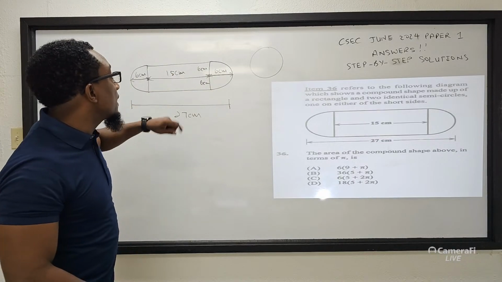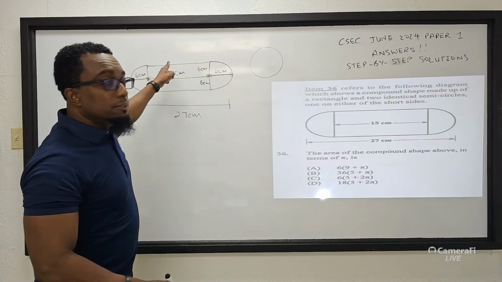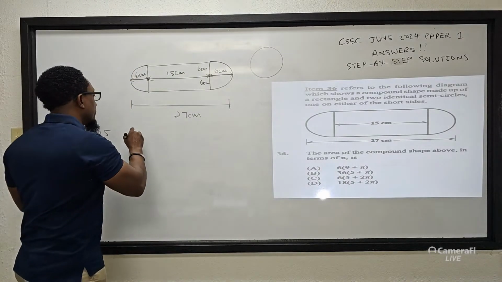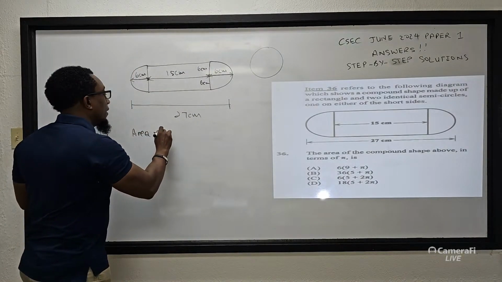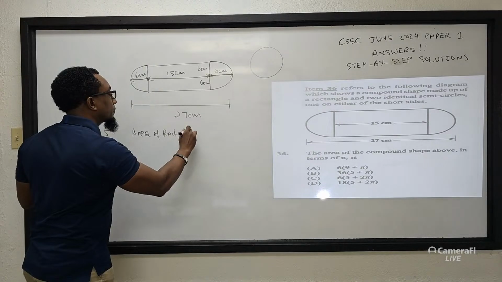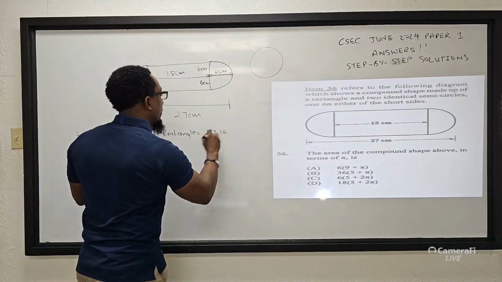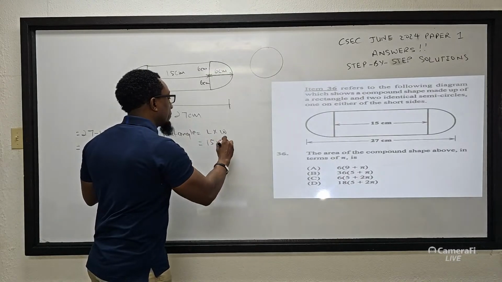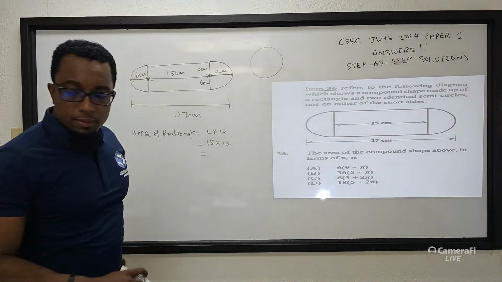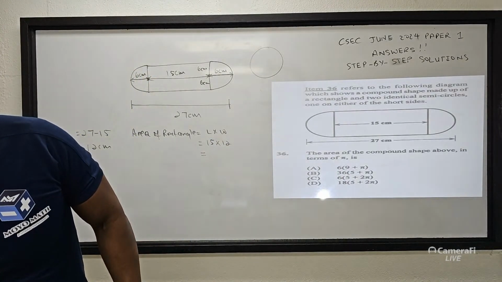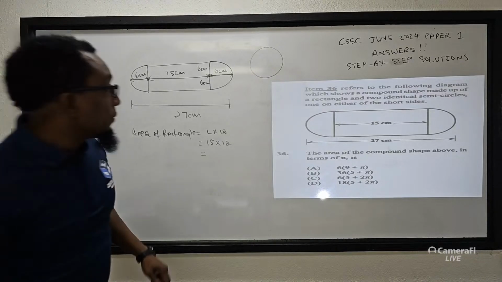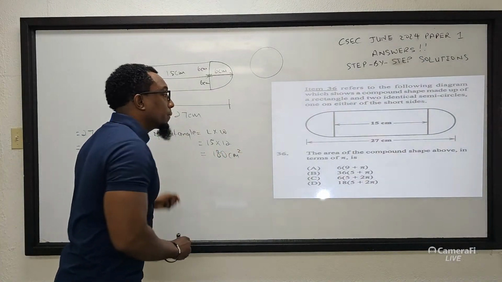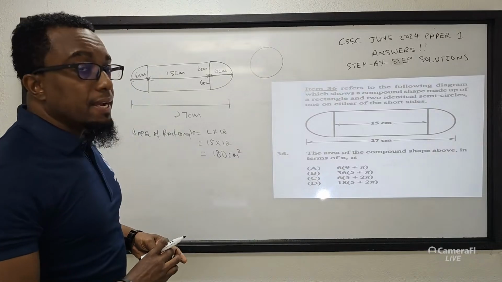So what we can do is find the area of the rectangle, because we know the length is 15 and the width is 12. So the area of the rectangle will be length by width. The length is 15, the width is 12. So 15 by 12 will give us 180. So that's 180 cm squared. That represents the area of the rectangle.